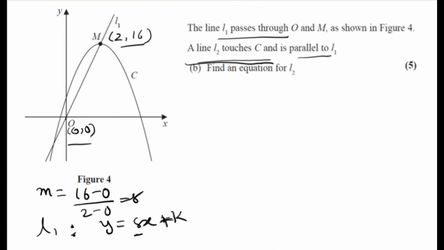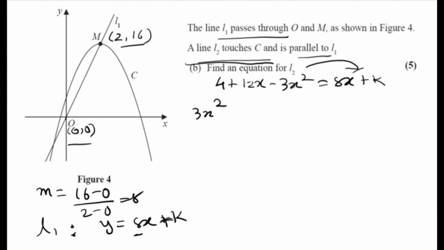So to find that, we can equate the equation of the curve and the equation of the line. So it's 4 plus 12x minus 3x squared, which is the equation of the curve, equal to 8x plus k. Simplify it. What I am doing is taking everything to this side. So minus 3x squared becomes positive 3x squared, then minus 12x plus 8x minus 4 plus k.